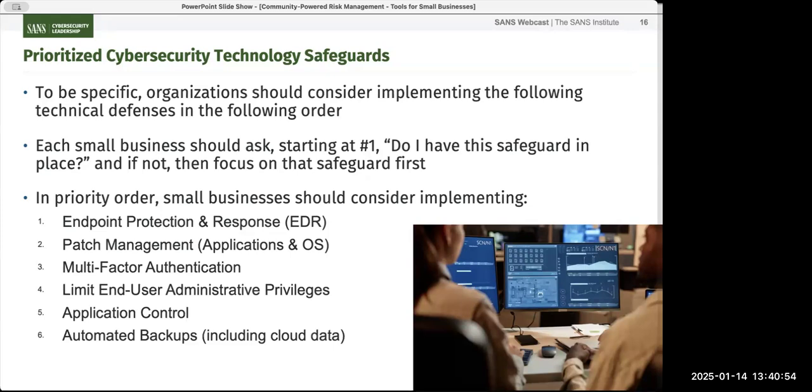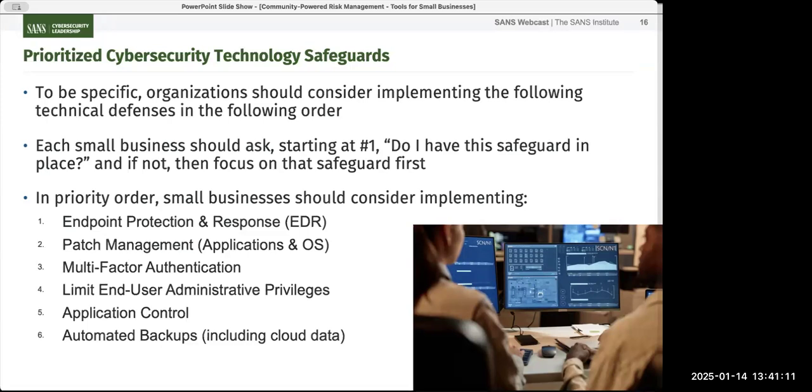Fourth, I would limit end user administrative privileges. I'd probably start with local admin rights. So again, think local admin capabilities, limit that first. And then secondly, in any of your applications, and yes, that includes SaaS applications like we talked about before.